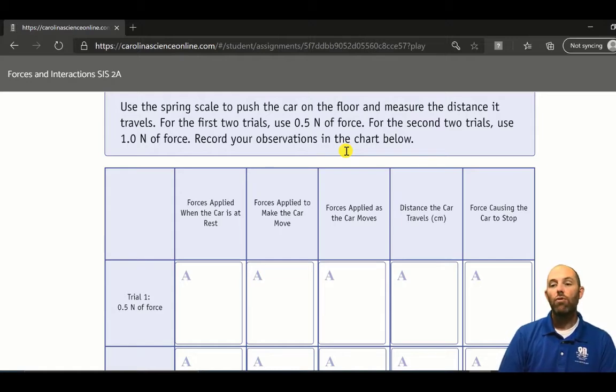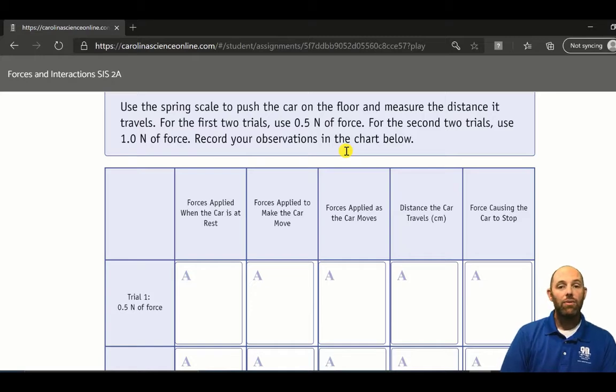First, we're going to describe the forces that are acting on the car when it's at rest. We're going to describe the forces applied to the car that makes it move. The forces applied as the car moves, meaning while it's in motion. We're going to measure the distance the car rolled with each force for each trial. And then we're going to describe the force causing the car to stop. And so as we observe the experiment, we want to keep in mind what are the observations that we need to make and what data do we need to collect. Now, you guys can follow along on the demonstration video on your own device, or you can watch the demonstration video from my desktop.